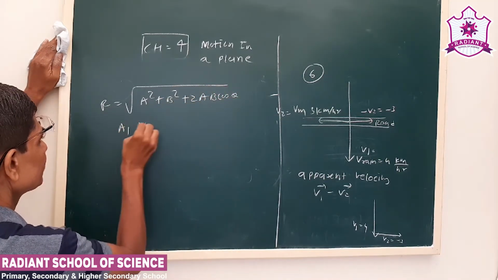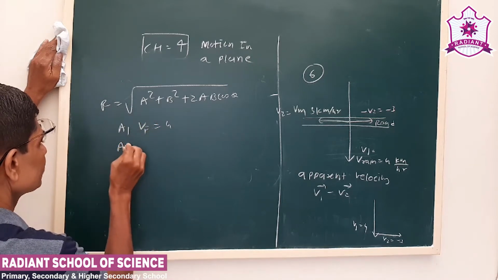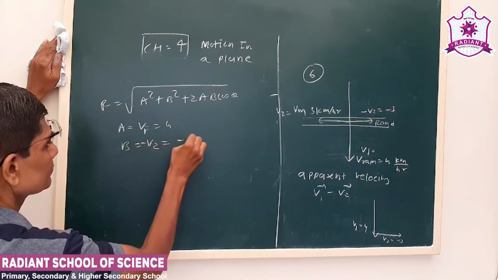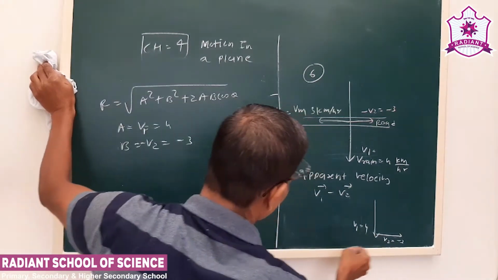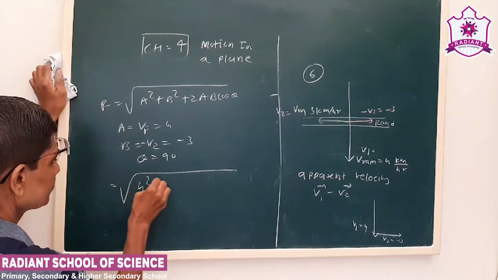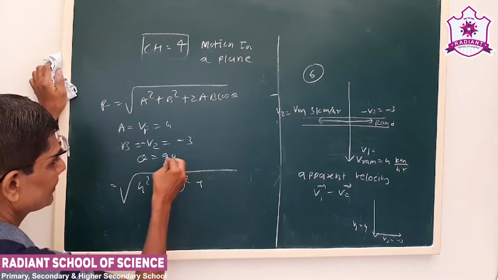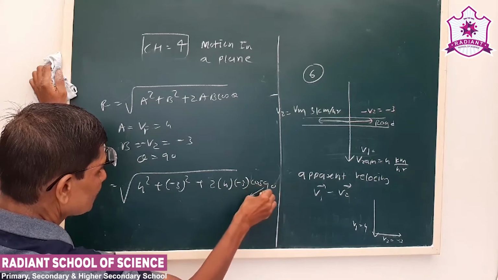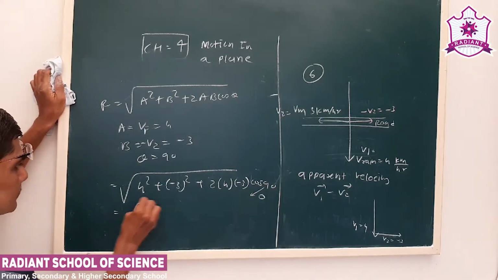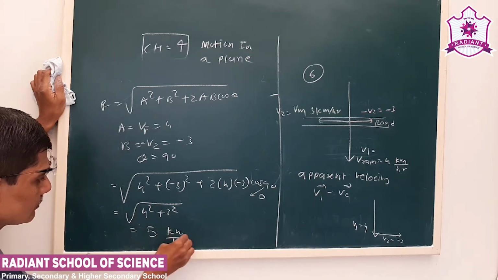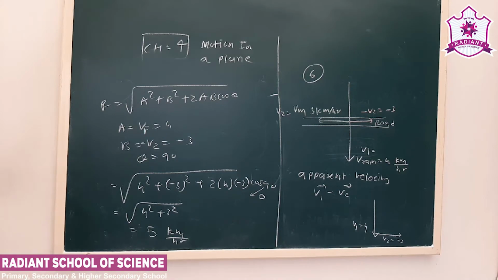A is V1, here B is V2. What is the angle between V1 and V2? 90. So if I substitute, theta is 90. Now we know cos 90 value is 0. So this is the apparent velocity of rain with respect to the man.